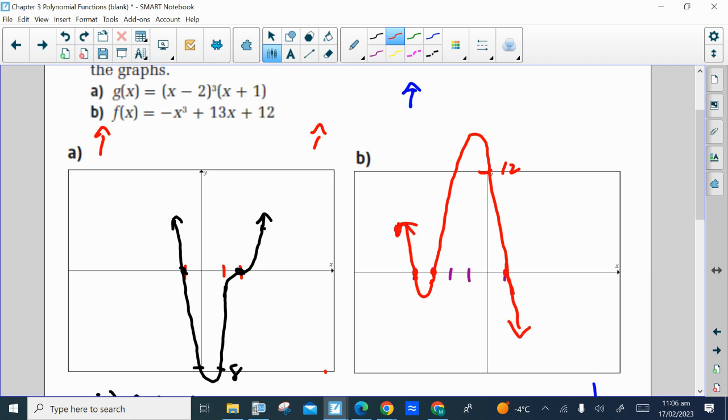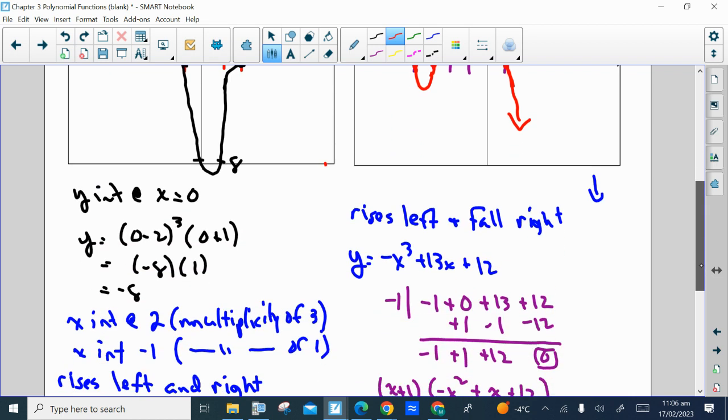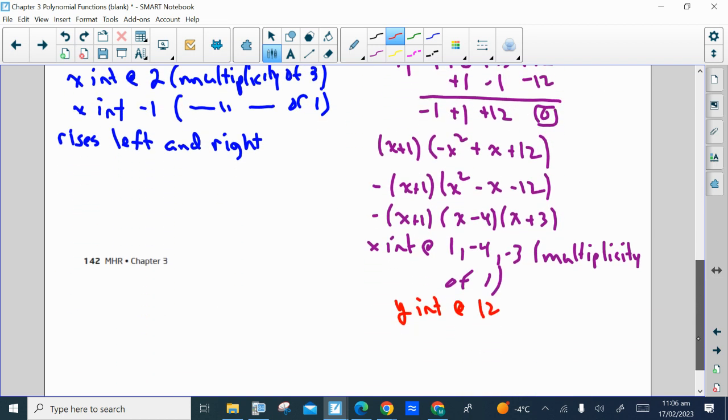We don't know exactly where the max and min points are, the local max and mins. There is no absolute max and min because this graph will rise to the left. It'll just keep going upwards to the left. So we don't know where those local max and mins are, but we don't need them. It's just a sketch. Okay?